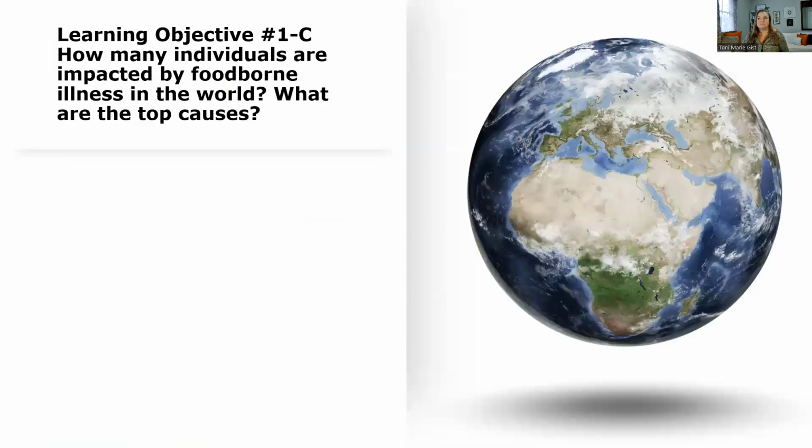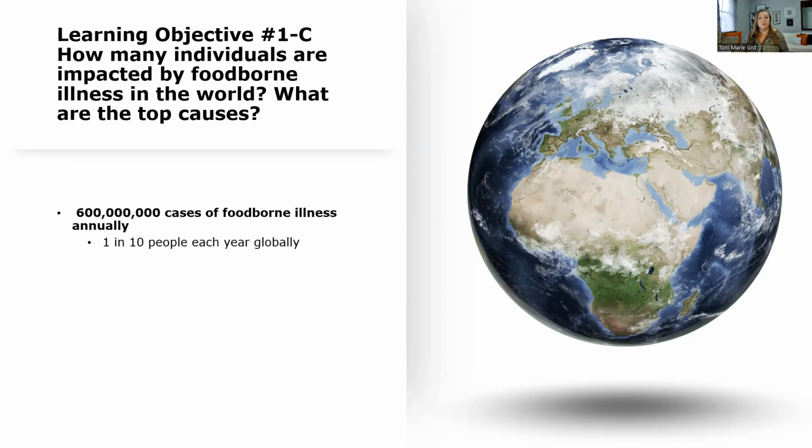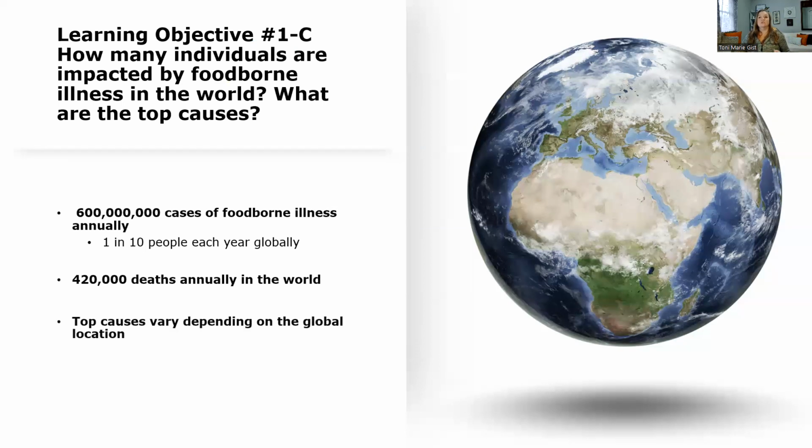If we look at this globally, we have a lot of impact globally as well. So we have 600 million cases of foodborne illness annually in the globe. That's 1 in 10 people in the globe that have a noted foodborne illness. This is 420,000 deaths annually in the world, as well as the top causes varying from region to region, depending upon what it is that that region struggles with, whether it be water safety, whether it be proper food handling, or whether it be the ability to cook your food in a way that is safe. So things like contaminated water, improper food handling, and even toxins in the food supply can be concerns depending upon where it is you are on the globe itself.